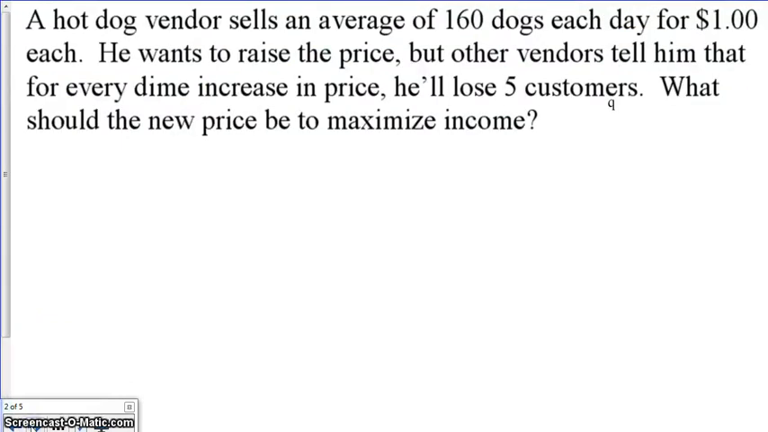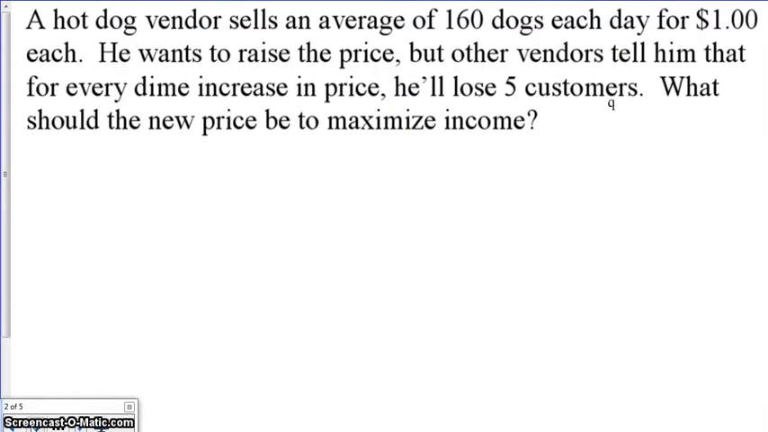One more application problem. A hot dog vendor sells an average of 160 dogs each day for $1. He wants to raise the price, but other vendors tell him that for every dime increase in price, he'll lose 5 customers. What should the new price be to maximize income?